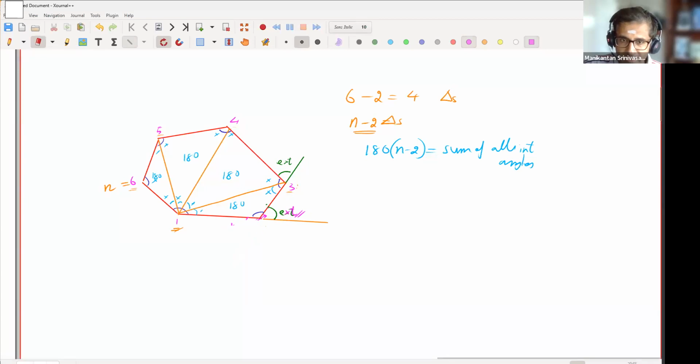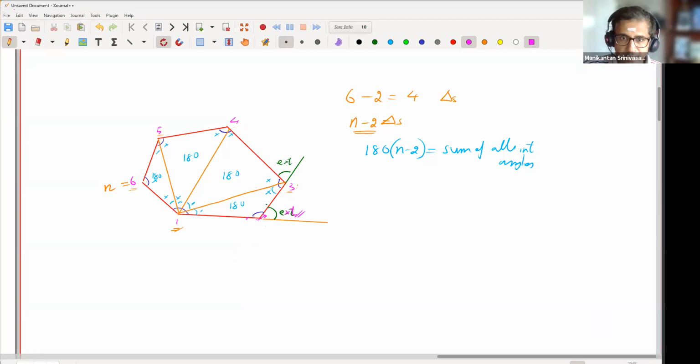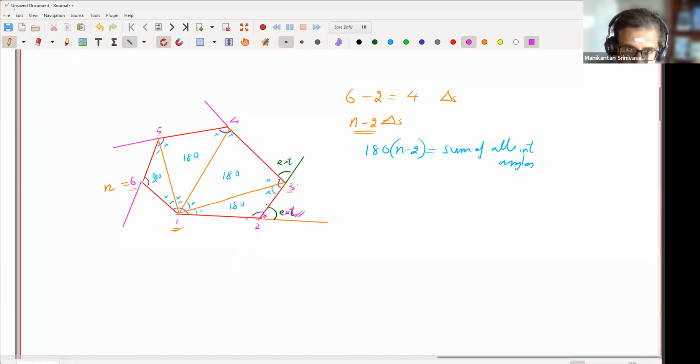So I'll erase this. Anti-clockwise, we are extending. At each vertex, we are extending. In this case, 1 to 2, I'm extending. Now 2 to 3, I'm extending. 3 to 4, let me extend again. 4 to 5, I'm extending again. 5 to 6, I'm extending again. And 6 to 1, I'm extending again. I do all of these.